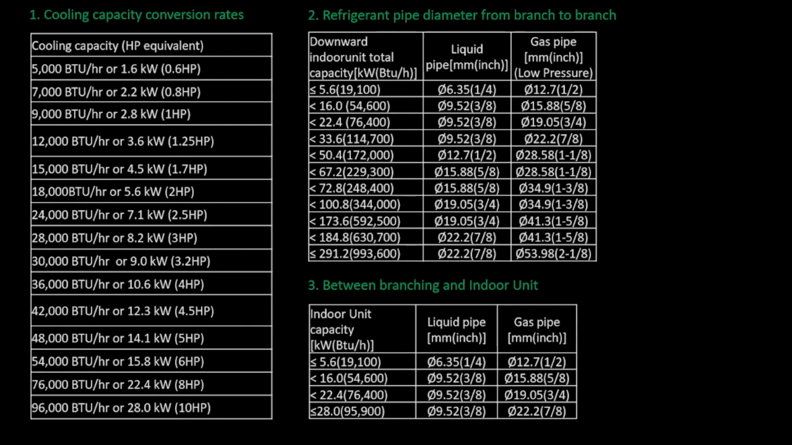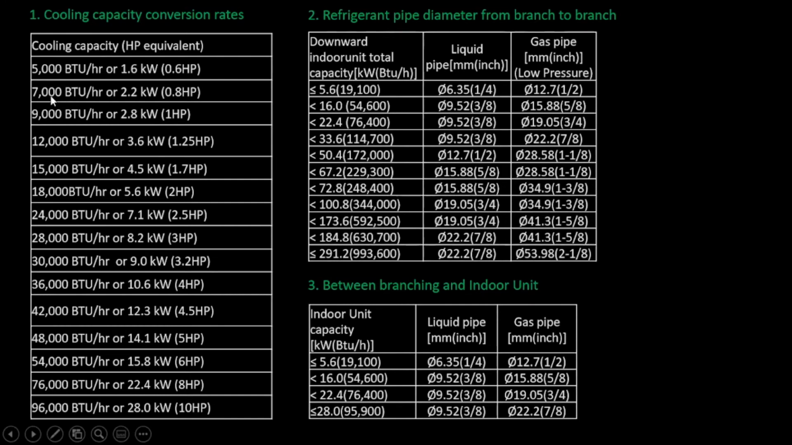Before we go on to determine the pipe sizes of the VRF equipment, there's something I want you to know. Here I have three tables. The first one has to do with the cooling capacity conversion rates. This is something that every HVAC engineer should know: how to convert from BTU per hour to kilowatts and to HP. For example, 5,000 BTU per hour is the same as 1.6 kilowatts, which is also the same as 0.6 HP.